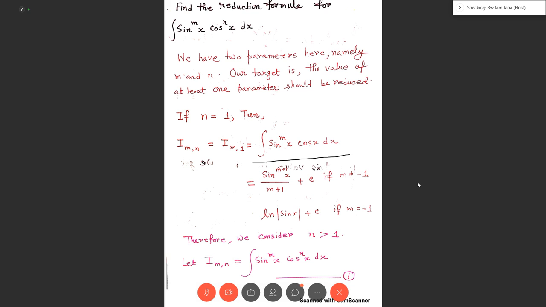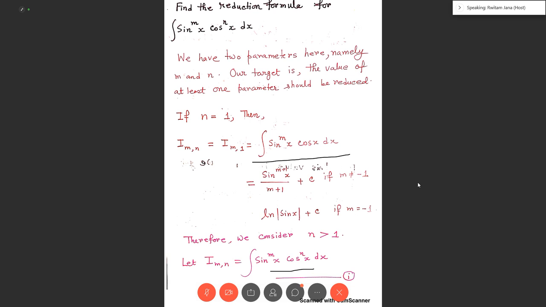So first you write I suffix m comma n equals the integral of sine to the power m x cos to the power n x dx. And you can write cos to the power n x as cos to the power n minus 1 x into cos x. So this integration will give you the integral of sine to the power m x into cos to the power n minus 1 x into cos x dx.